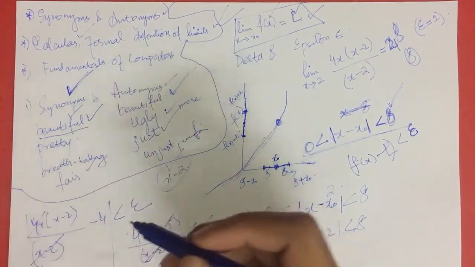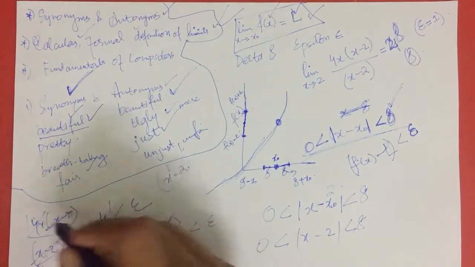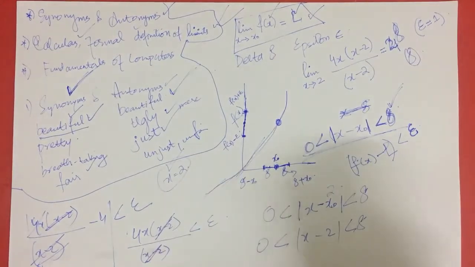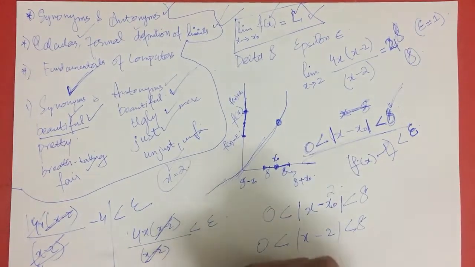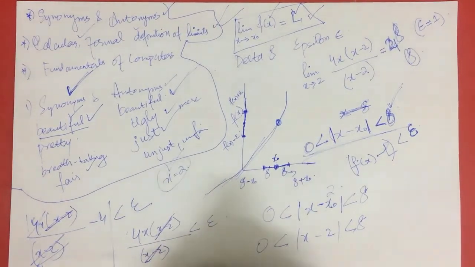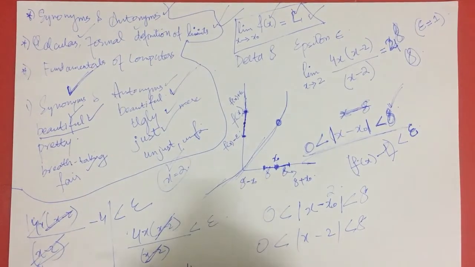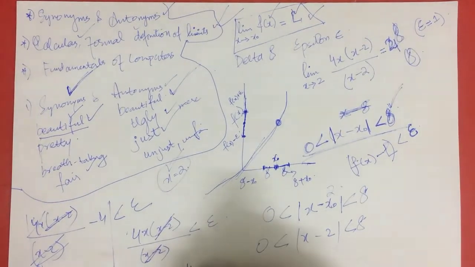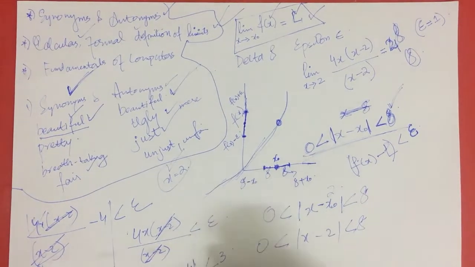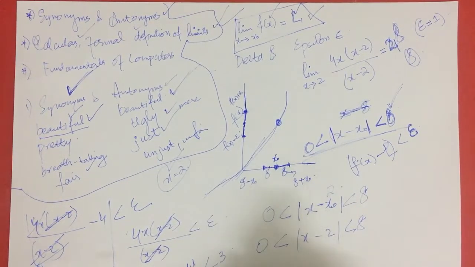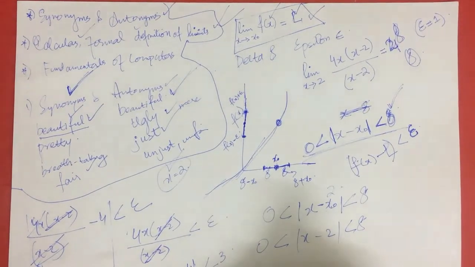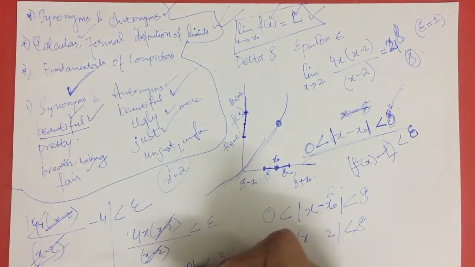So you cancel these out. You have 4x minus 4. You have 4x minus 4 whole absolute, yes, whole absolute less than e. Here you take 4 common. So you have, or let's make it 8.